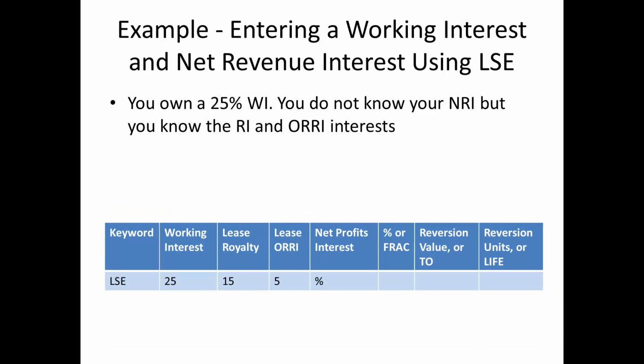Sometimes you know your working interest but not your NRI. In this case, you will enter the royalty interest and overriding royalty interests and use them to calculate the NRI. For this example, the WI is 25%. The royalty interest is 15% and the overriding royalty interest is 5%.